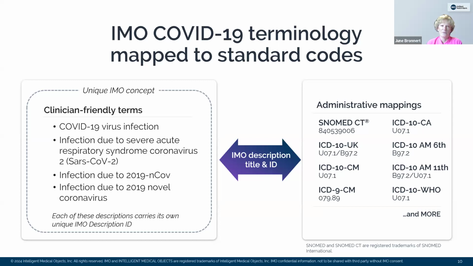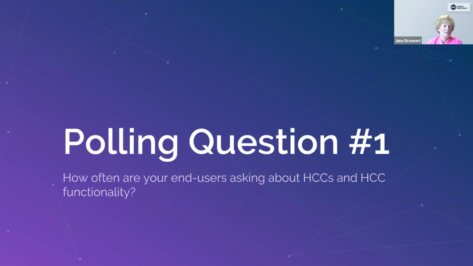And now it is time for our first polling question. How often are your end users asking about HCCs and their functionality? So Jordan, please launch the poll. Is it never, infrequently, frequently, or every day? I'll give it a few seconds while people respond, and then I will end it. All right, so it looks like frequently is how often we think about it. Thank you, Jordan. It's interesting to see your end users' interest in this topic.